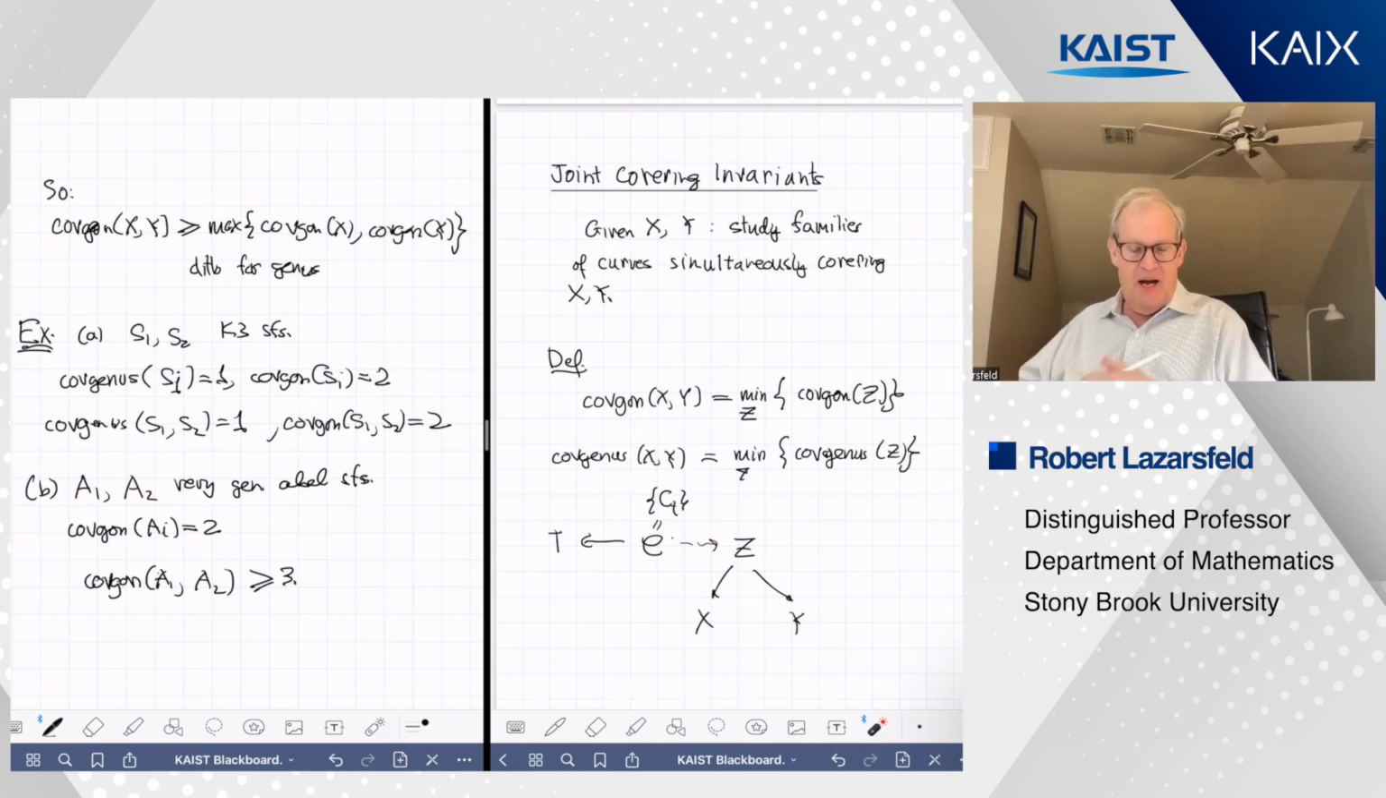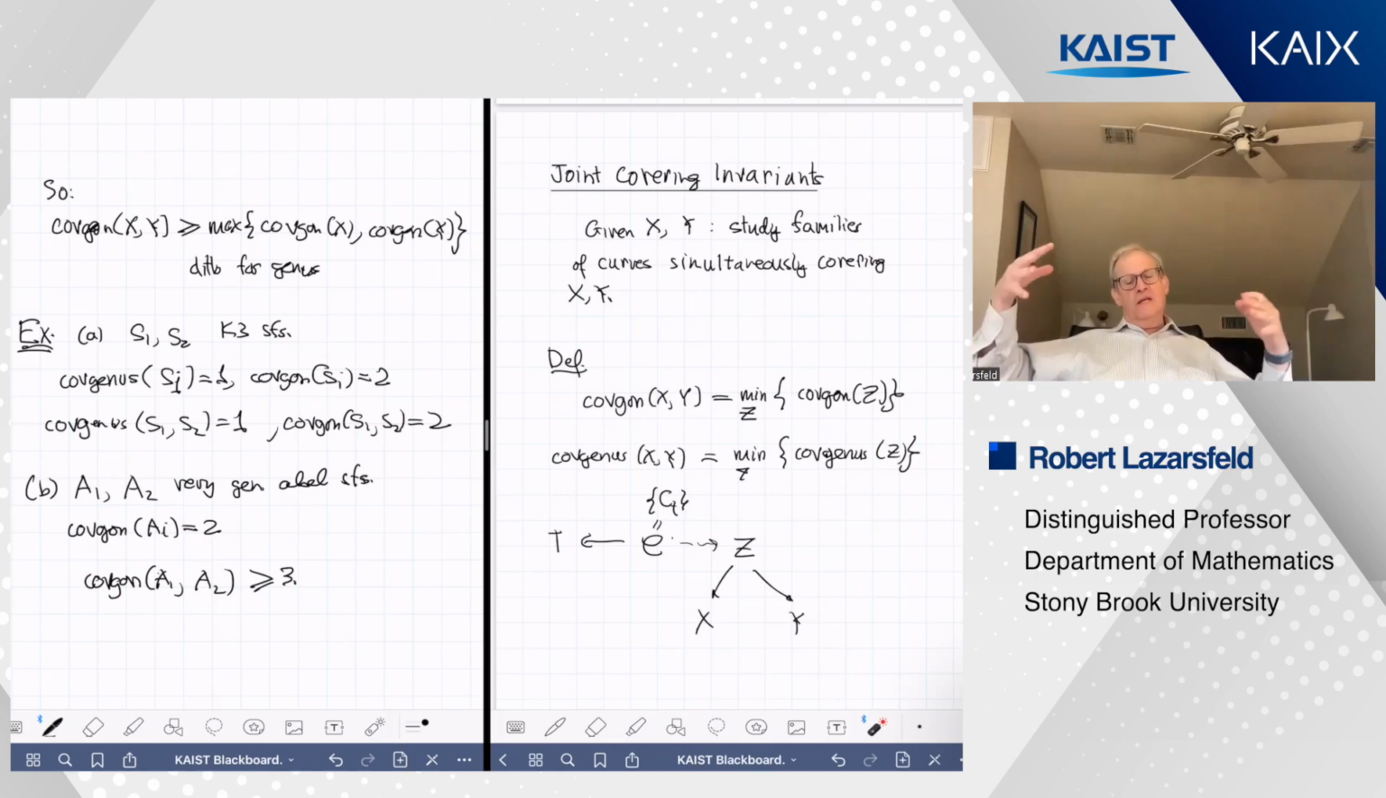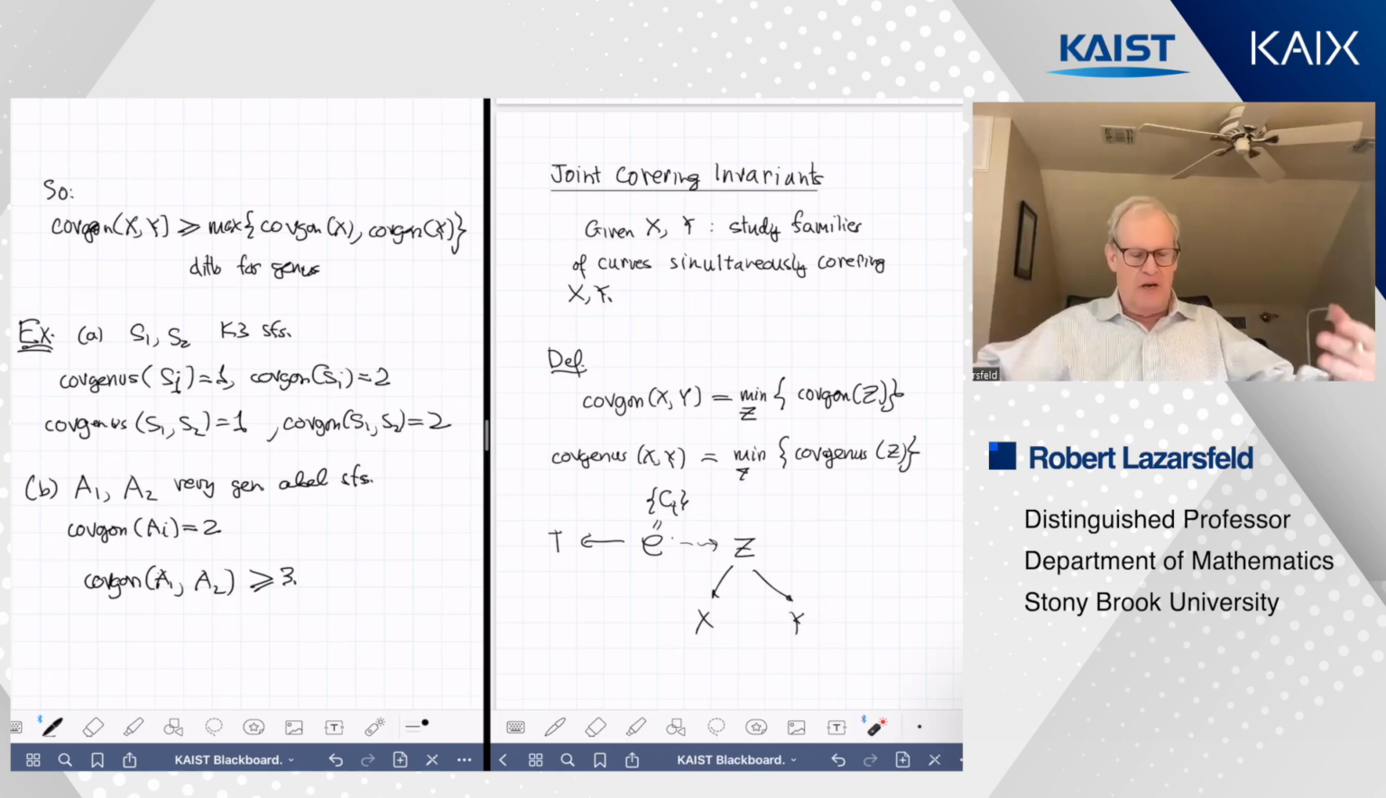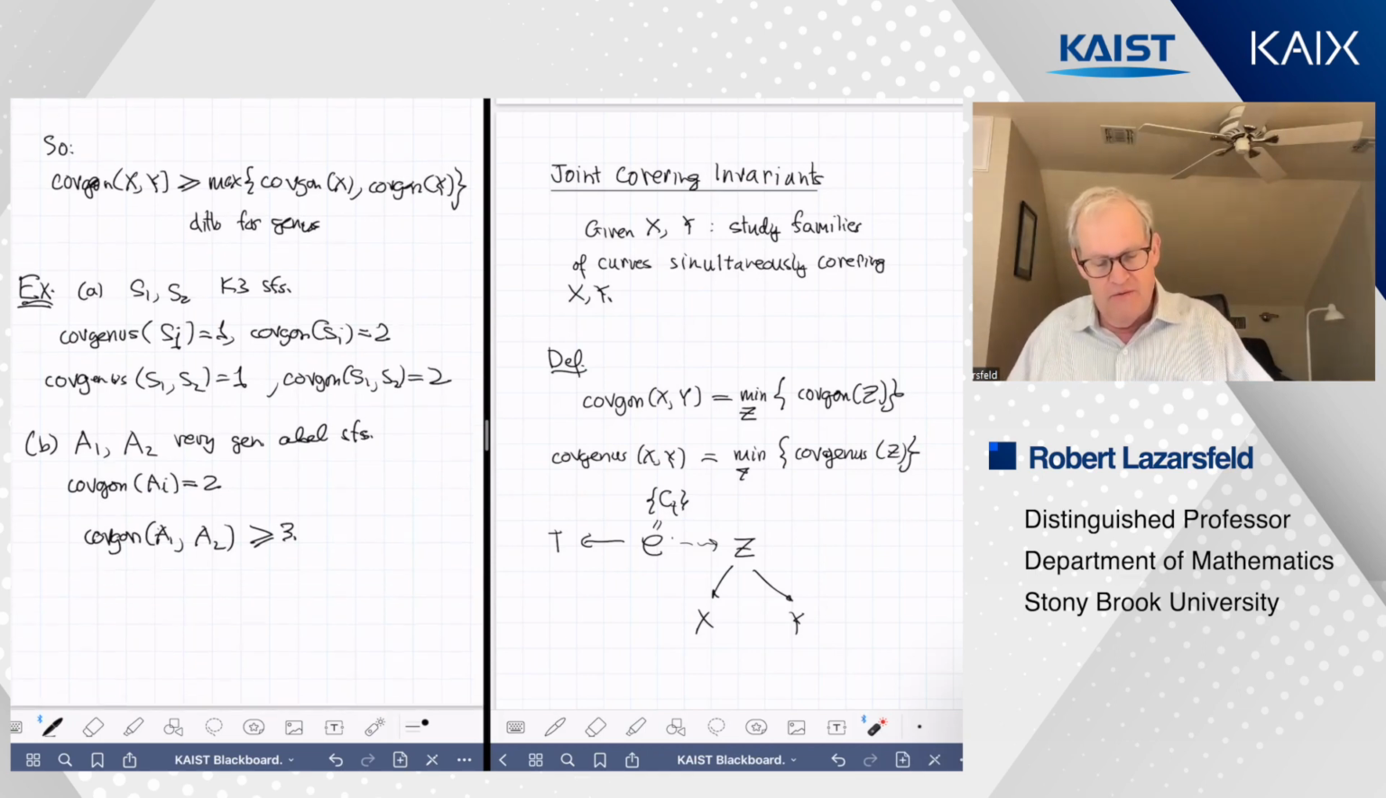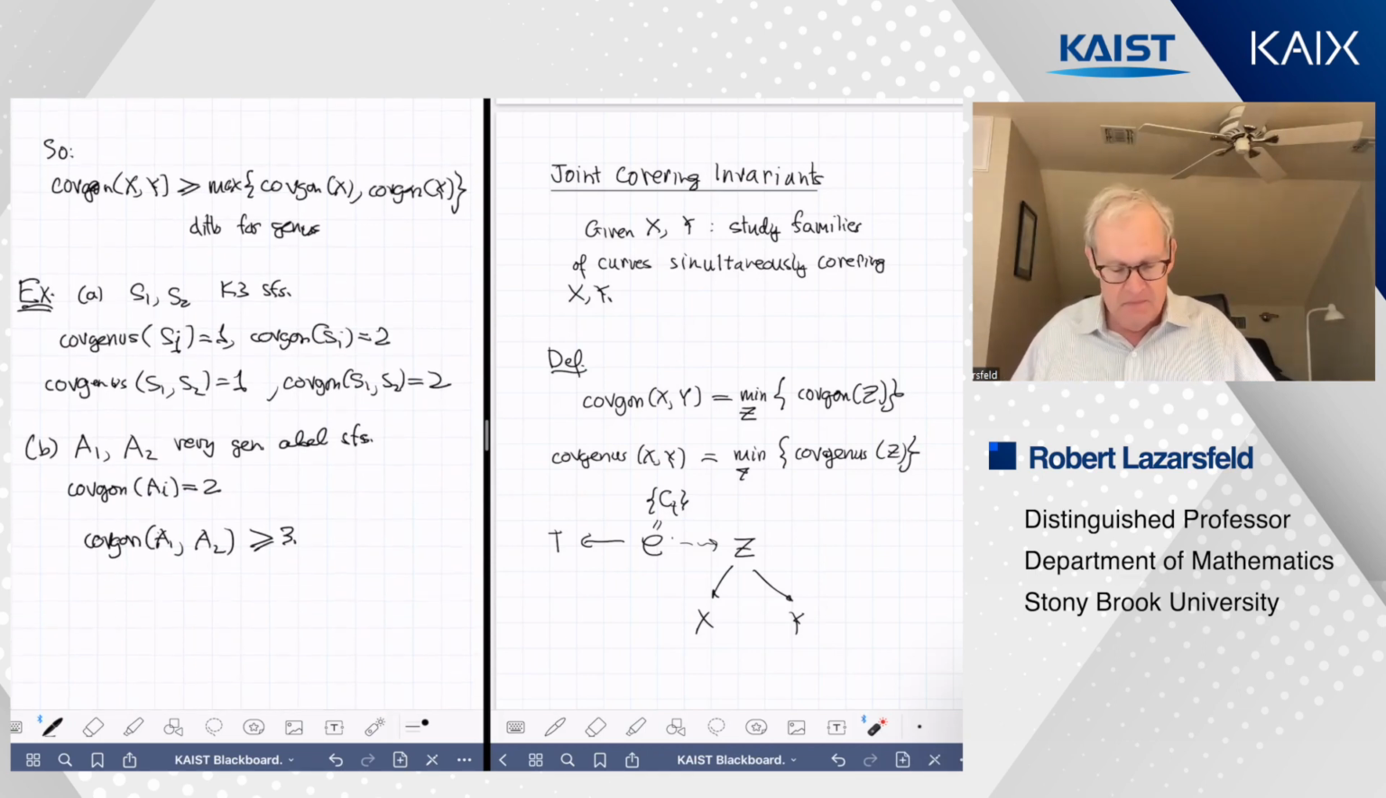So you see, somehow what's happening here is that these A1 and A2 both contain, unlike the case of K3 surfaces, curves of genus 2 or gonality 2, but they're different. The curves on A1 have nothing to do with the curves on A2, so the joint invariants are bigger. Okay, and then as before, there are some upper bounds.